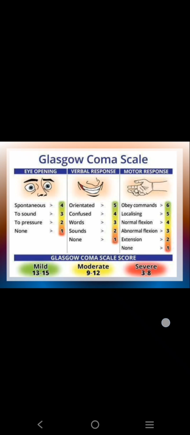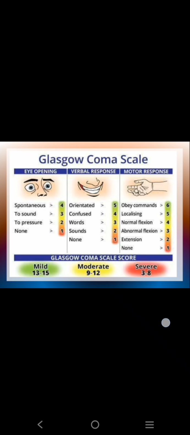We are asking something and he answers, but he's in a confused state, that is, not that much oriented. Then he is coming under grade 4. Then if you're asking any questions, not only words are coming, some irrelevant words are also coming. What we are asking and what he is responding is very irrelevant, and only the words are coming, then he is coming under grade 3.